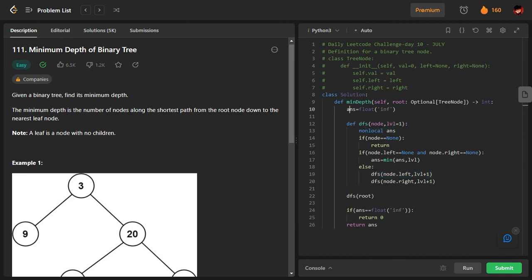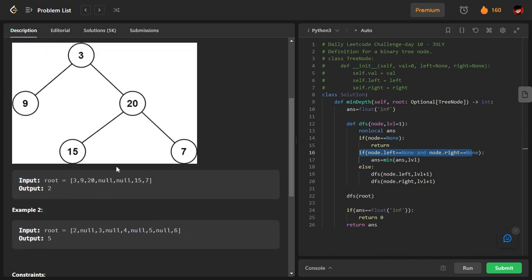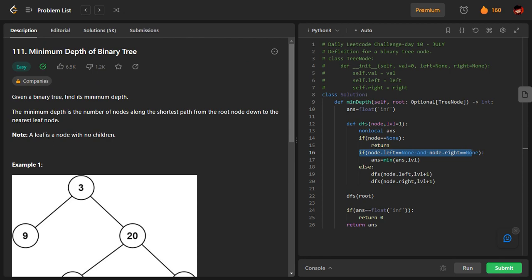Now the answer is local here, that is, answer is already defined here. That's what I'm trying to tell. If a node is none, return. Now this is the condition to check for a leaf node. If the left is none and the right is none, as you can see here, the leaf nodes, as they have mentioned, have no children. That's what I'm trying to check here.